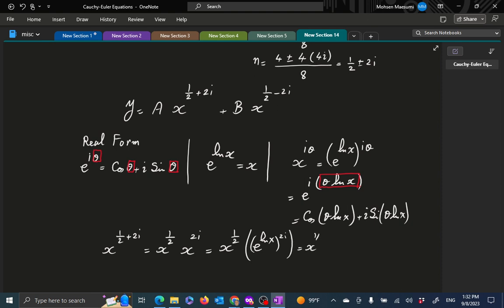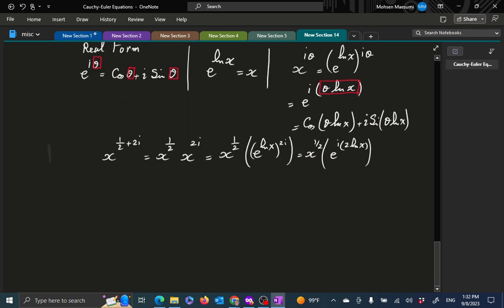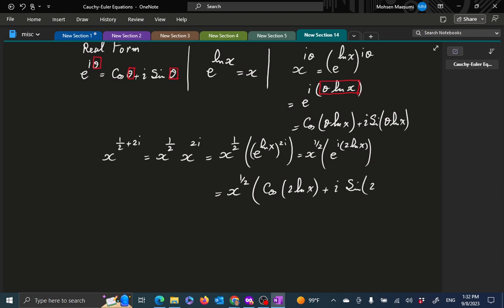So x to the power of 1/2 times e to the power of i times 2 logarithm of x. Now I open this and apply Euler's formula to it. I'll have cosine of 2 logarithm of x plus i times sine of 2 logarithm of x.